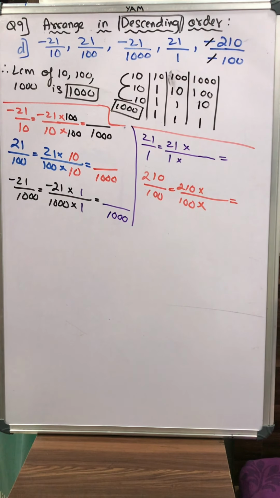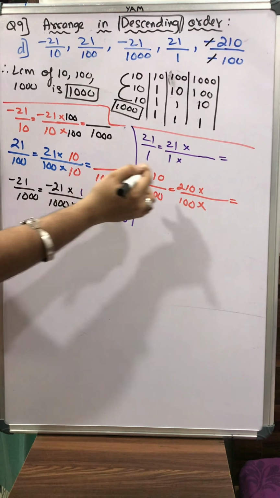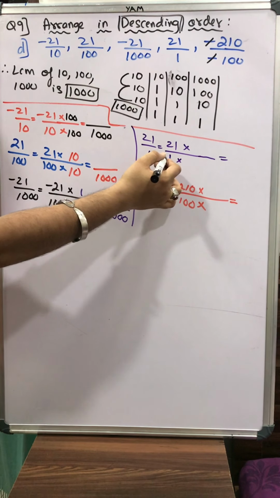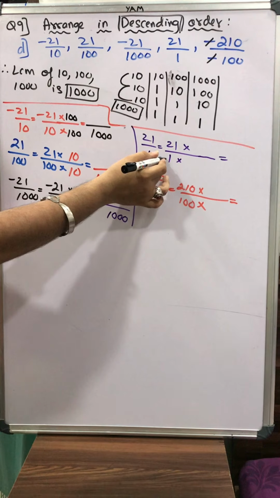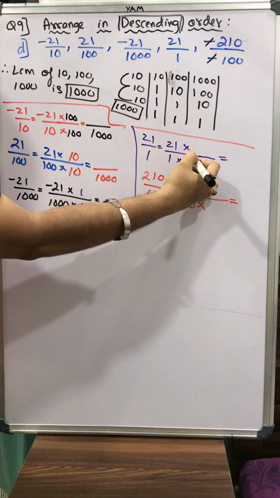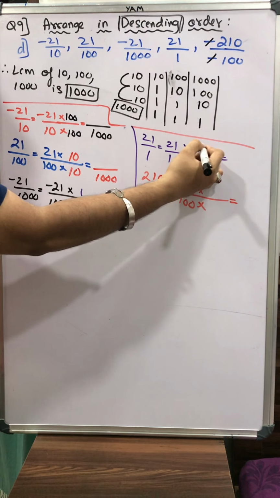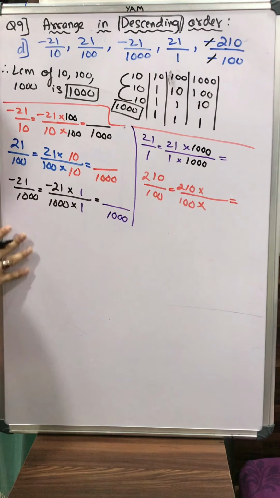Then next, I have here 1. Now see, I only have 1 in the denominator, but I want to have 1000. So I'll write here 1000 in the denominator and 1000 in the numerator. So what will happen?